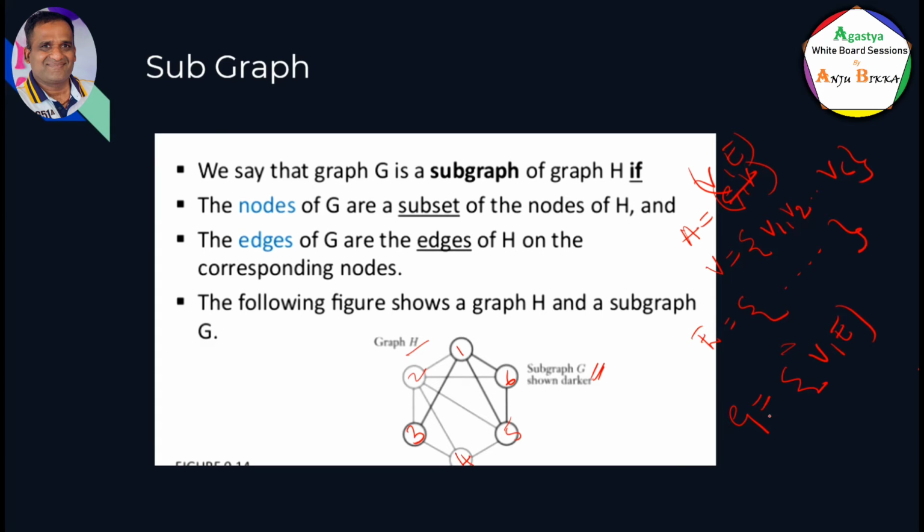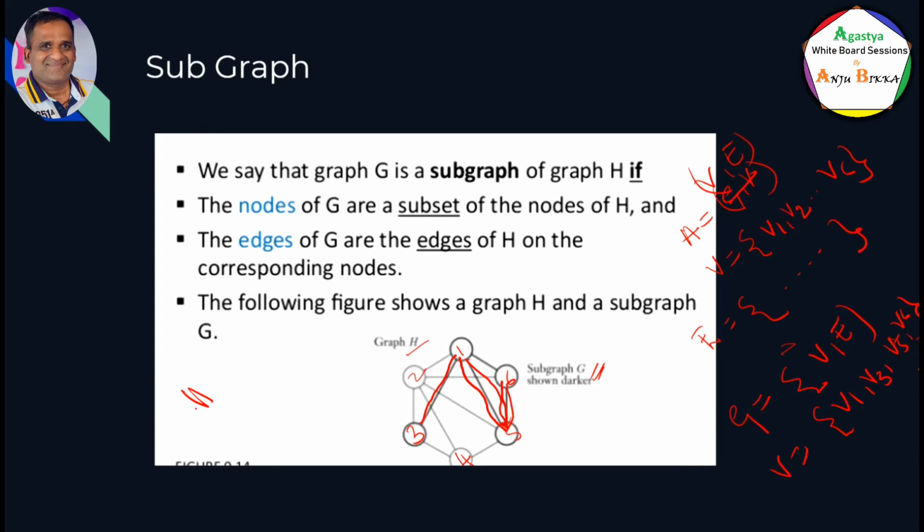For graph G, which also has V and E, what is V? V is nothing but what is in the solid lines. So this is the graph G. This is the graph G. This is the graph G, meaning which one? V1, V3, V5, and V6.